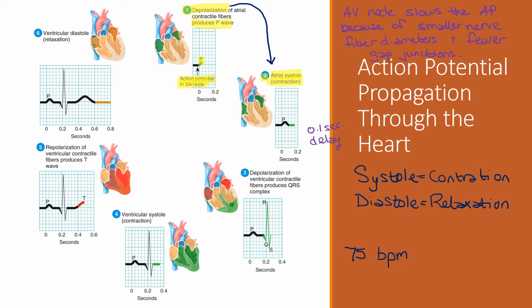Now, the action potential propagates rapidly again after entering the AV bundle. That's where we get to number 3 here. So depolarization is going to progress down the interventricular septum and then upward from the apex and outward from the endocardial surface, and this produces that QRS complex. So our action potential is going to go down the interventricular septum to the apex of the heart and then around both sides of the ventricles.